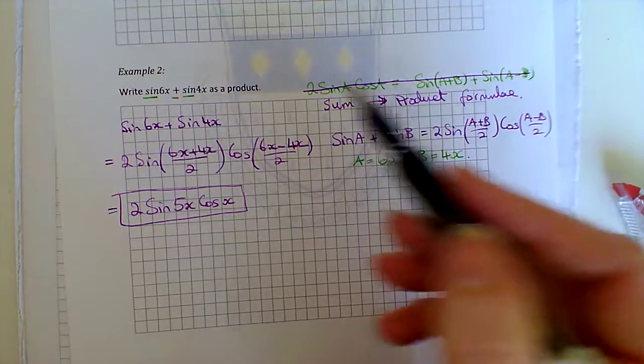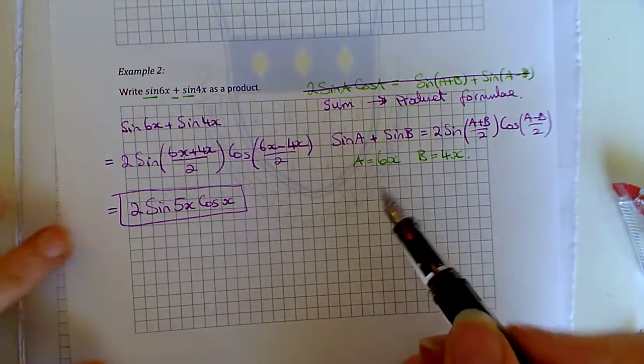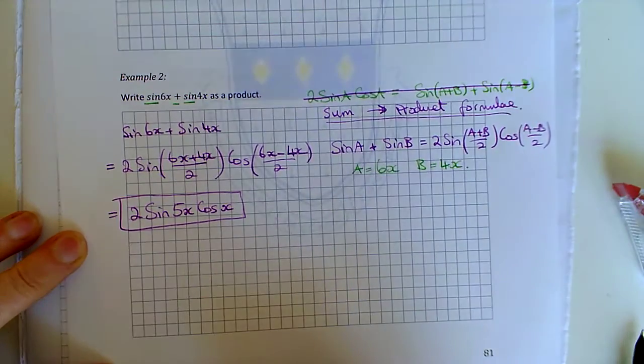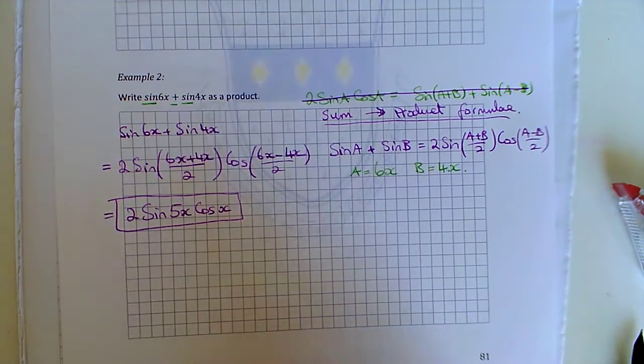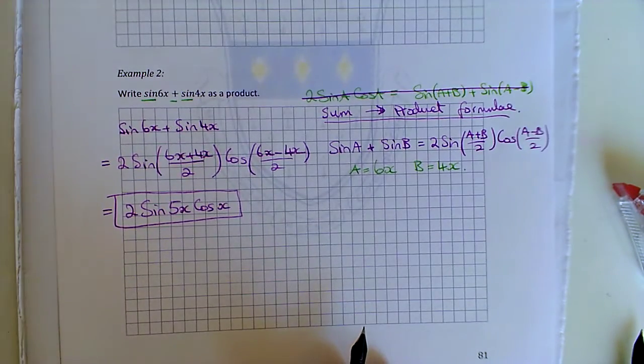I was sorry for starting us down a path that was going to be a bit more complicated when we can just use the sum to product formula. And they're all in the log tables. You just look them up, fill them in, and then you're done.